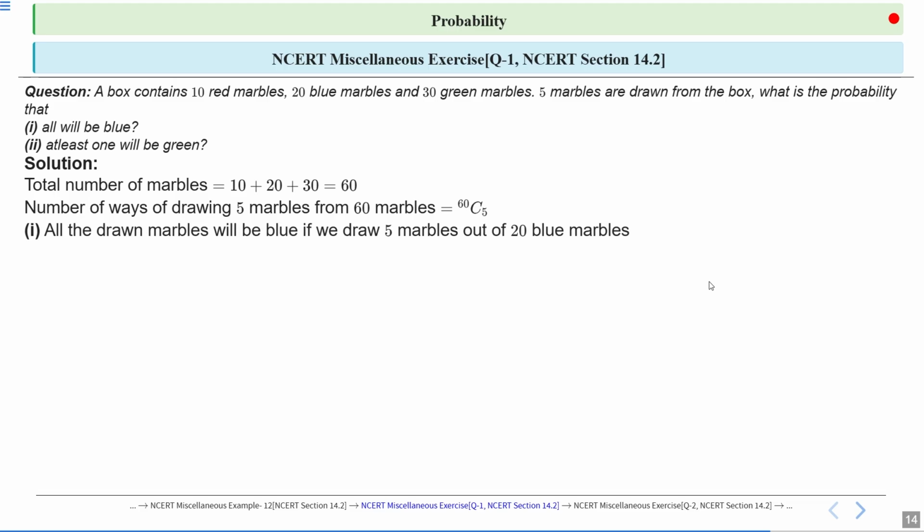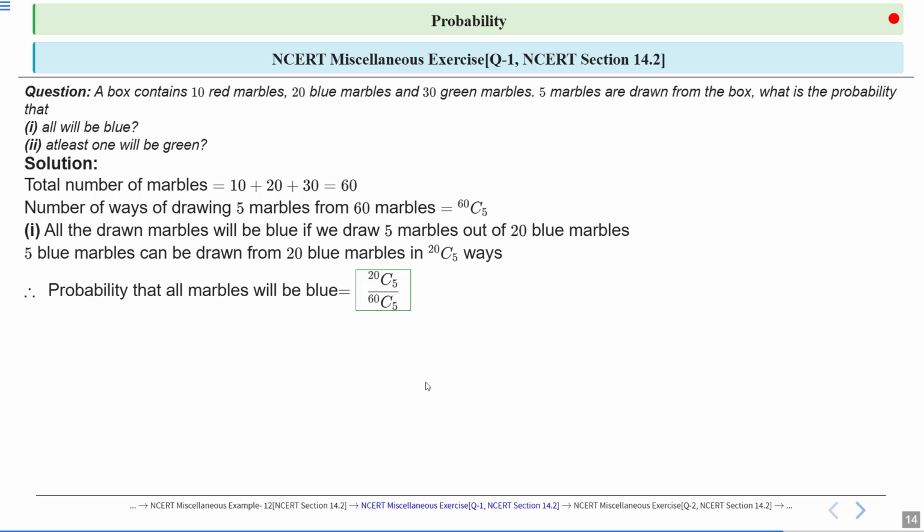Now we have to find the probability that all the 5 marbles will be blue. All the drawn marbles will be blue if we draw 5 marbles out of the 20 blue marbles. We have 20 blue marbles in the box, and we are drawing 5 blue marbles from this box out of 20 blue marbles. So 5 blue marbles can be drawn from 20 blue marbles in 20C5 ways. So we can draw 5 blue marbles out of 20 blue marbles in 20C5 ways.